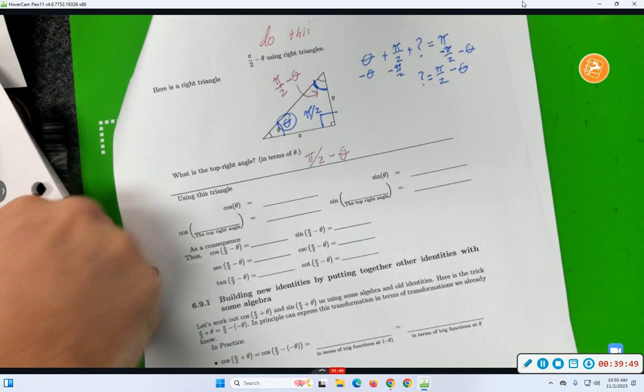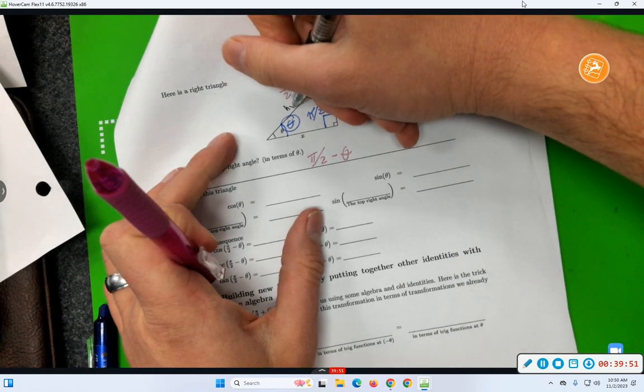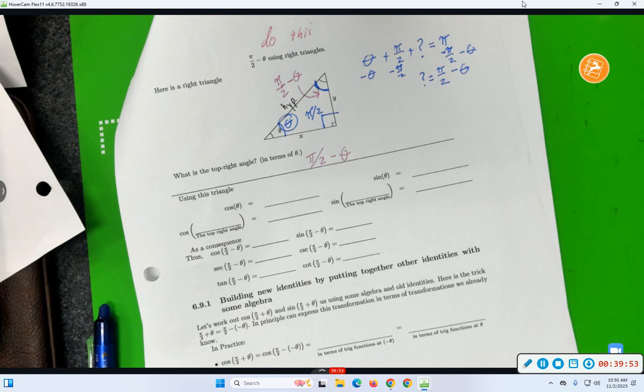So, if I label the hypotenuse as the hypotenuse, then what's the cosine of theta using that triangle? X over the hypotenuse. What's the sine of pi over 2 minus theta using the same triangle? Also x over hypotenuse? Ooh, they're the same. That's what we'll start with next time. Use this triangle to fill in these.